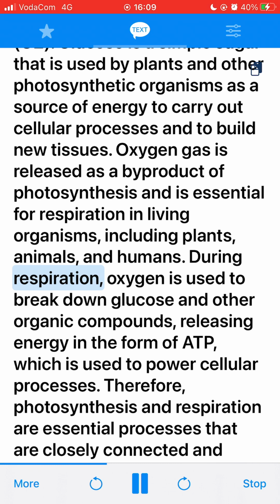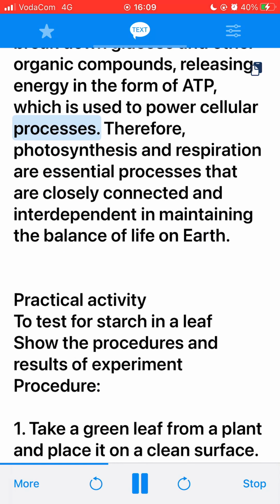During respiration, oxygen is used to break down glucose and other organic compounds, releasing energy in the form of ATP, which is used to power cellular processes. Therefore, photosynthesis and respiration are essential processes that are closely connected and interdependent in maintaining the balance of life on Earth. Practical activity. To test for starch in a leaf.